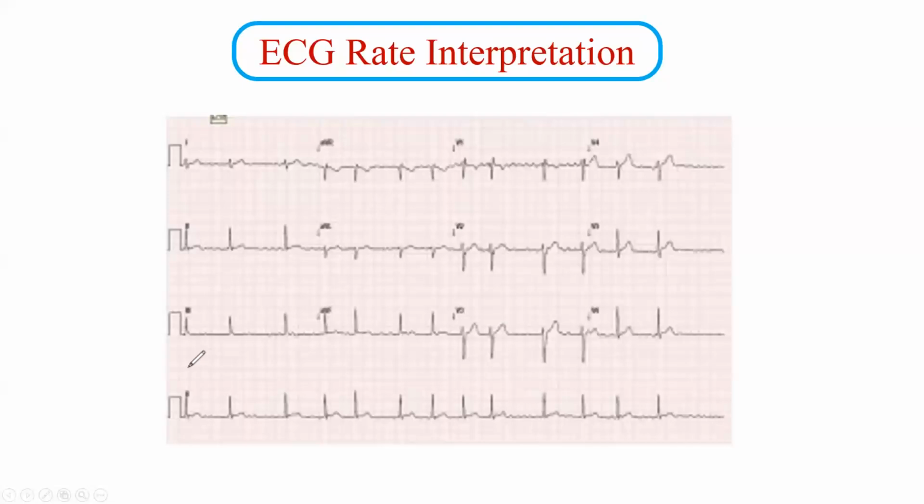How can we use it? Let's calculate the number of R waves. 1, 2, 3, 4, 5, 6, 7, 8, 9, 10, 11, 12, 13. So I have 13 R waves multiplied by 6, and this gives me 78. Okay, so this is the most accurate number that you can have for this patient. And that's it. This is how we calculate the heart rate during the ECG recording and the ECG interpretation.